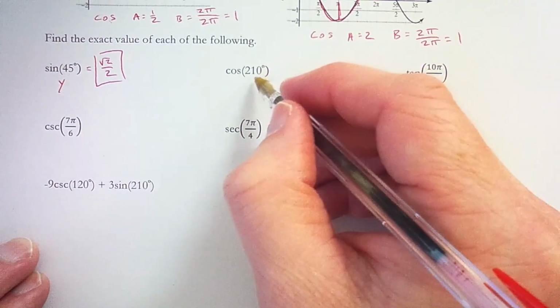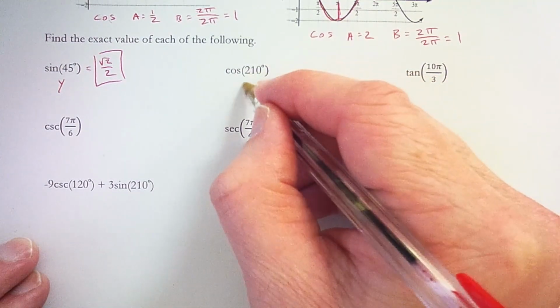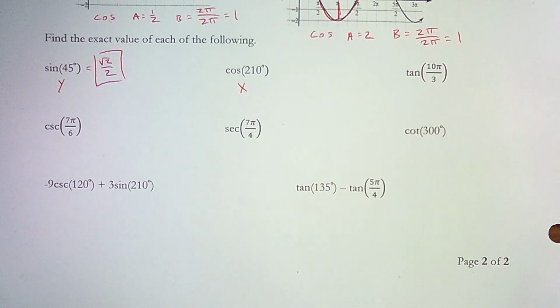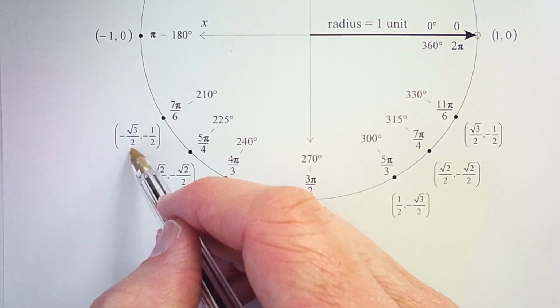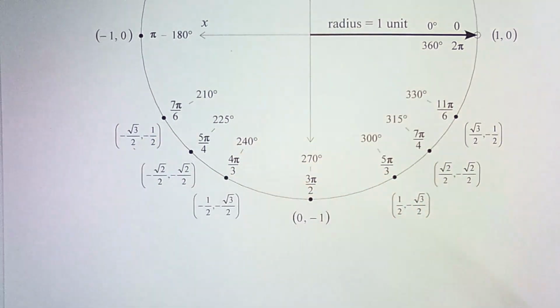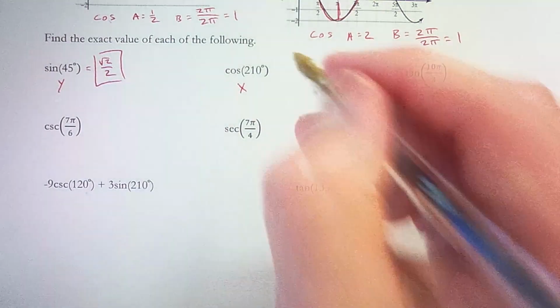Cosine at 210 degrees, and we need to understand that cosine is the x value. So at 210 degrees, we find the x value is negative root 3 over 2.